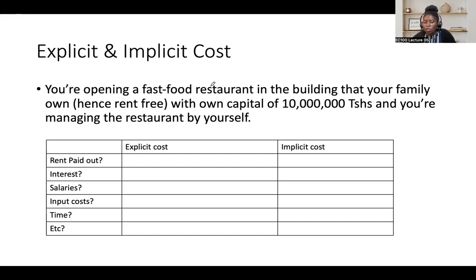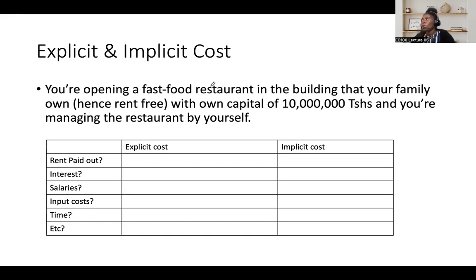what is explicit cost, the school fee you're paying. Your parents could invest that money in something else, a business, but they're paying for your school fee. So we discussed that and how to calculate it. But now we're coming to business firms. Firms, in as much as they incur costs, want to minimize them.